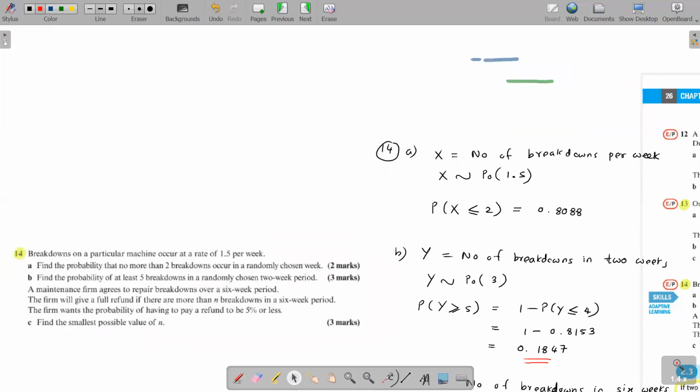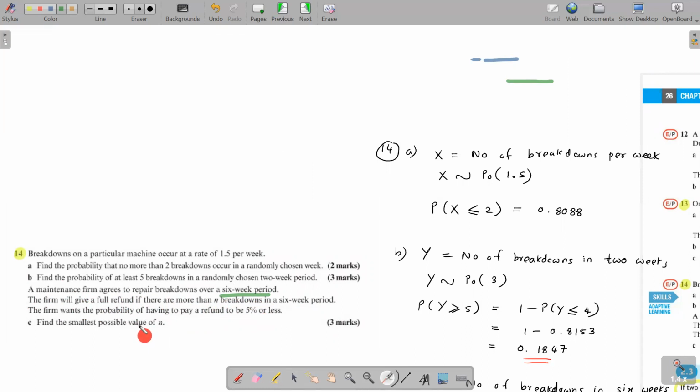Let's take it here. A maintenance firm agrees to repair breakdowns over a 6-week period. Can you see there's a 6-week period now. The firm will give a full refund if there are more than n breakdowns in a 6-week period. The firm wants the probability of having to pay a refund to be 5% or less. Find the smallest possible value of n.